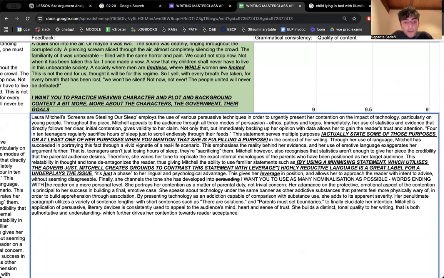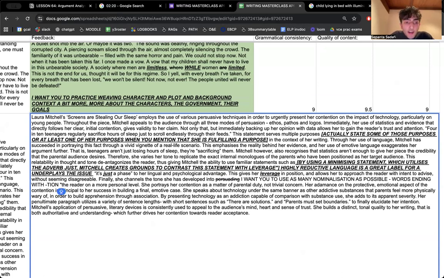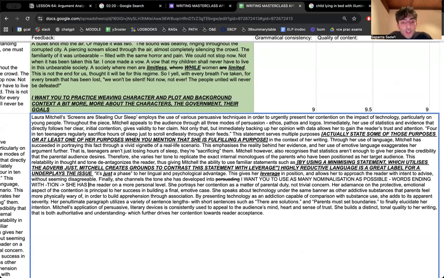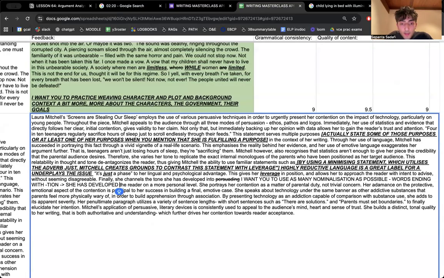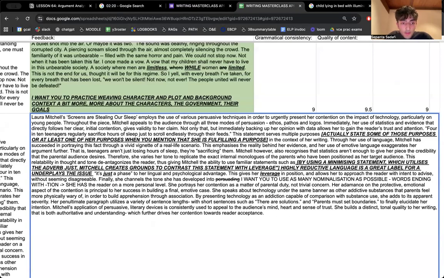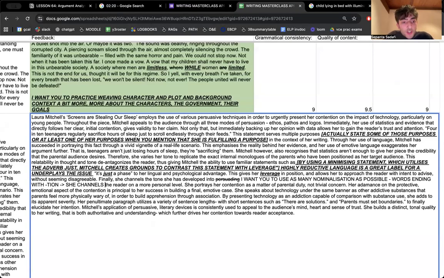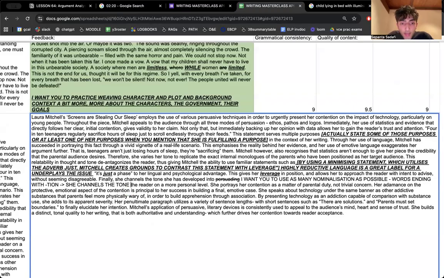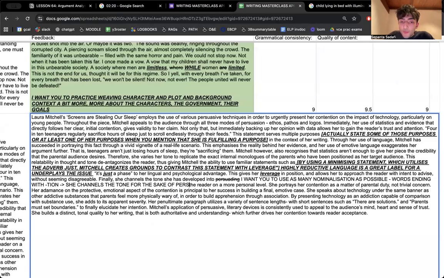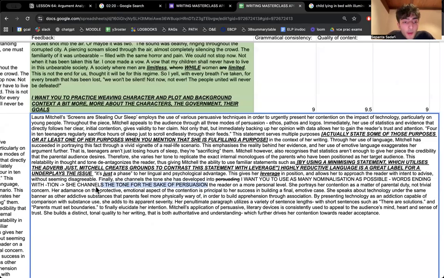Words ending with shen. So here, I would rather you say she has developed, or she channels the tone. You've said what? She channels the tone for the sake of persuasion, right? I want you to use words that end with shen. And you don't even need that little section. Those are extra words, right?